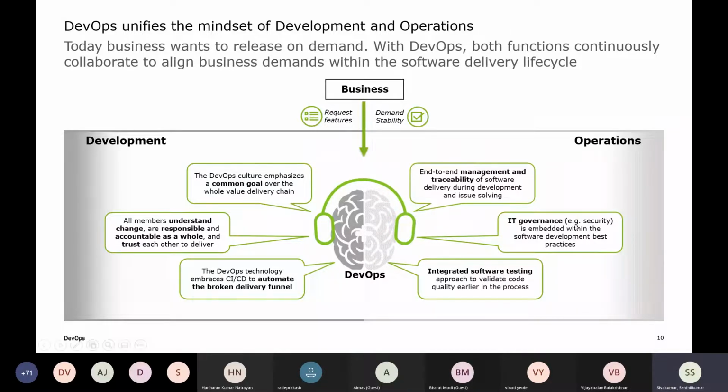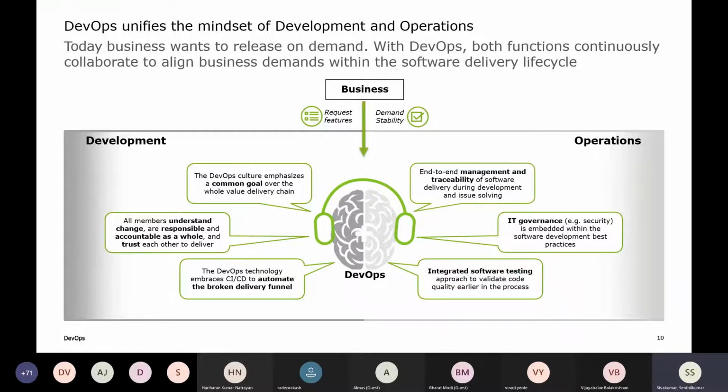As you can see, the business is at the center, the requested features and demand stability are merged, and developments and operations work together. There is no gap, no time delay, and no lack of communication. The DevOps culture emphasizes a common goal over the whole value delivery chain, so everyone is synced up with the process. Everyone knows what the developer is developing, how the testers have tested, and where they place the code into the repositories.